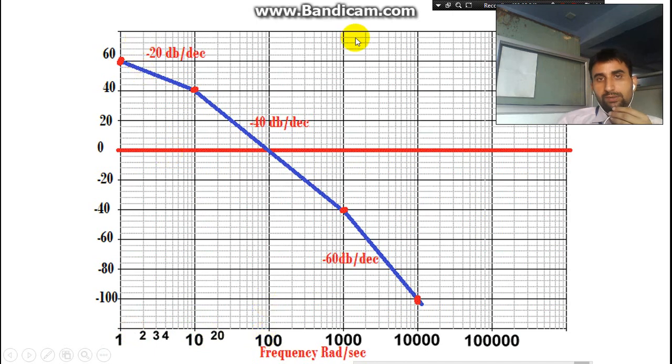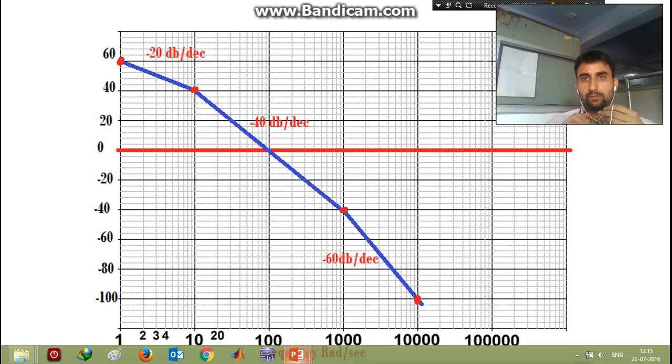So this is the semi-log plot, and in a similar fashion you have to put these values. And one more thing is that the vertical part will always be kept for magnitude values, and the horizontal axis will always be kept for frequency values. So thanks for watching this.